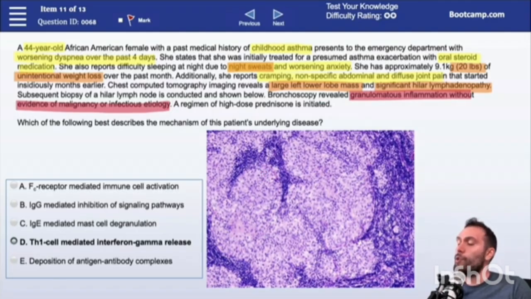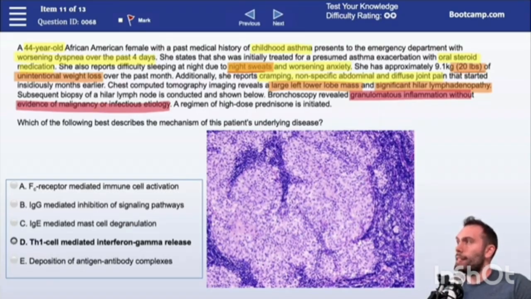Okay, so a couple things. Initially, even though this isn't a question on malignancy, they clearly state that the bronchoscopy they did to look at that mass in the lung showed no evidence of malignancy or infectious etiology. Now, there are certain features here that initially called our attention to that.